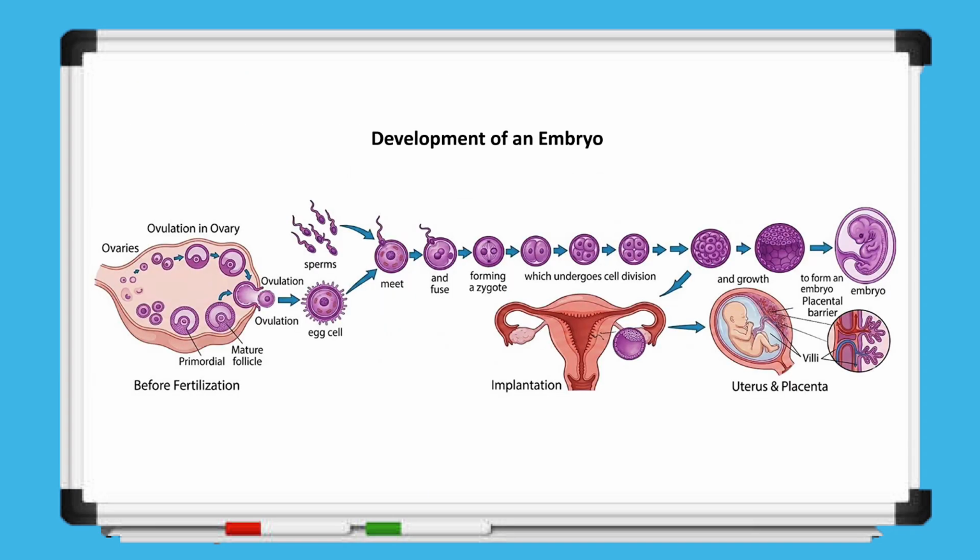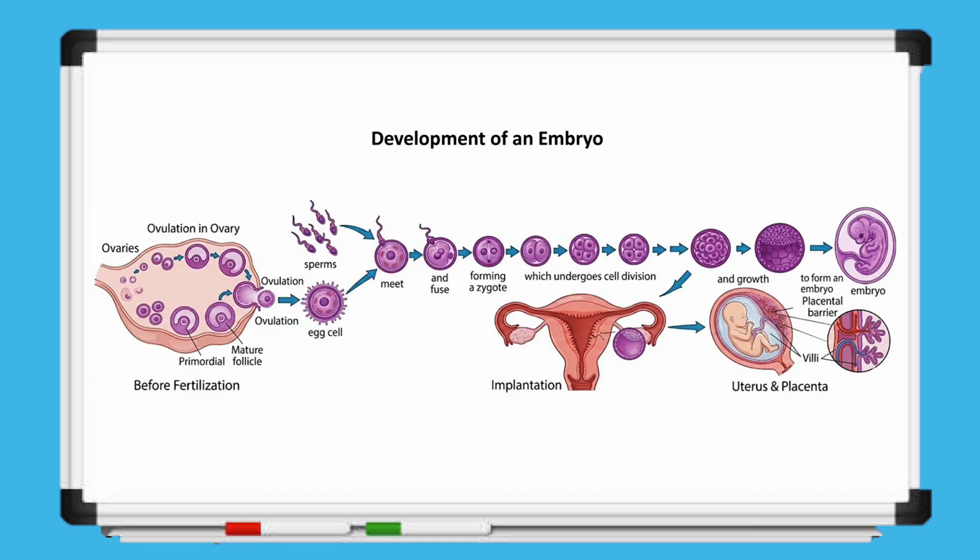This diagram illustrates the complete journey of human development, beginning with the formation of an egg cell and ending with the development of a fetus inside the uterus. The process starts in the ovaries, where immature follicles are present. Under the influence of hormones, one follicle matures, and it eventually bursts to release an egg cell into the oviduct in a process known as ovulation.